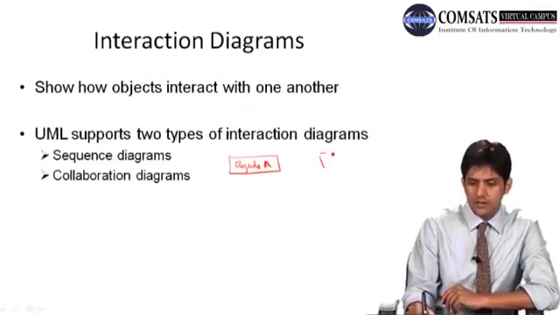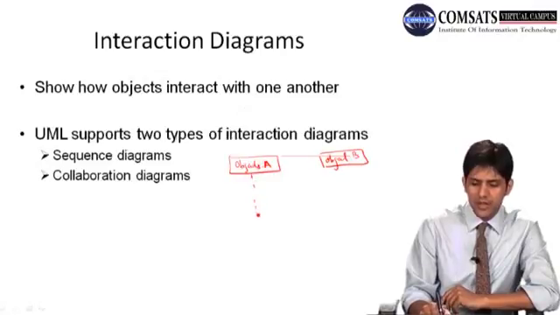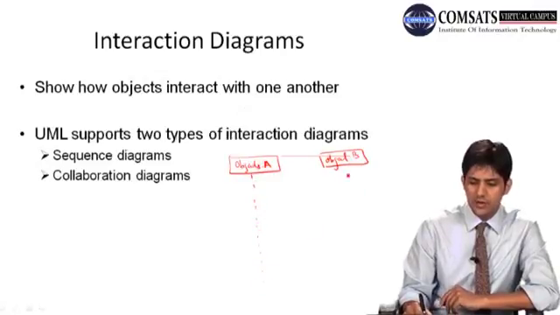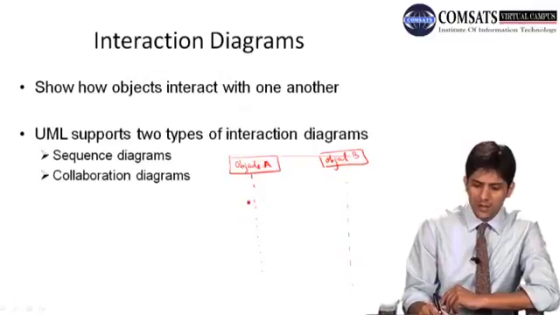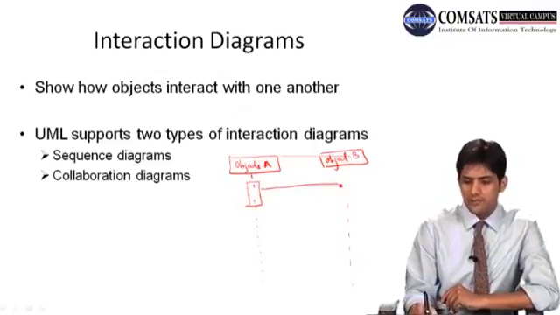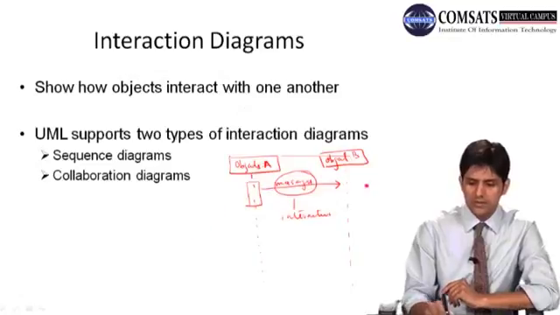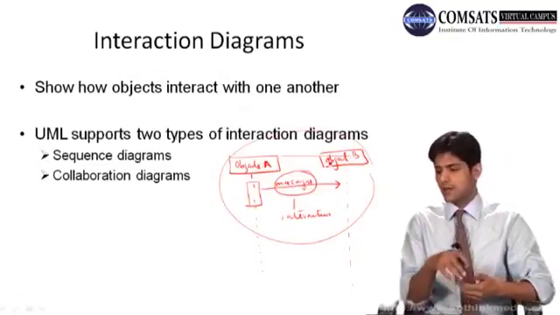Object A, let's call it, and an object of class B. If you remember, we have a lifeline for each object, and we have these activation boxes, and through these arrows we have messages, which are basically interactions. So that's why we call a sequence diagram an interaction diagram.